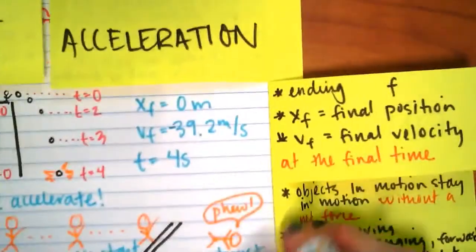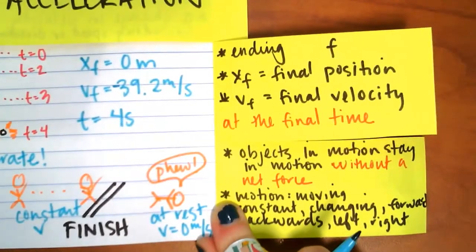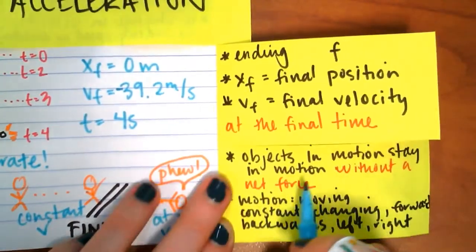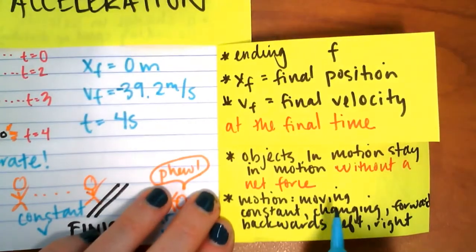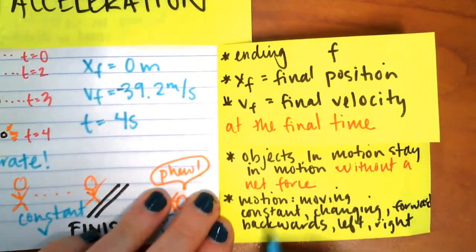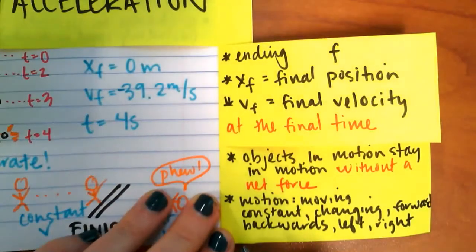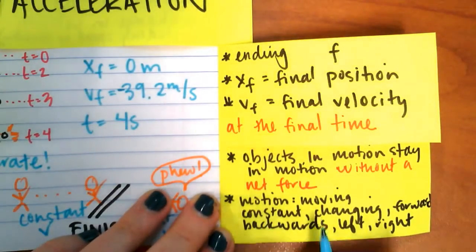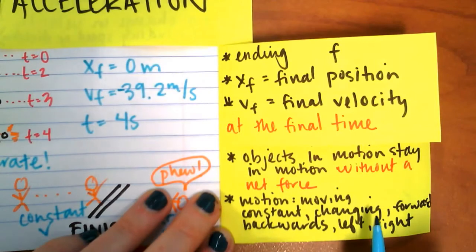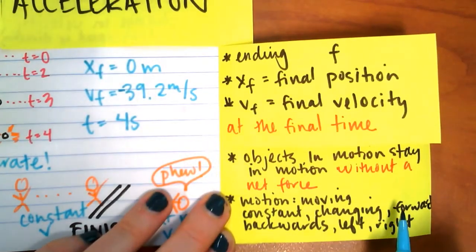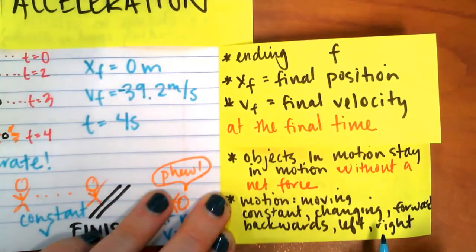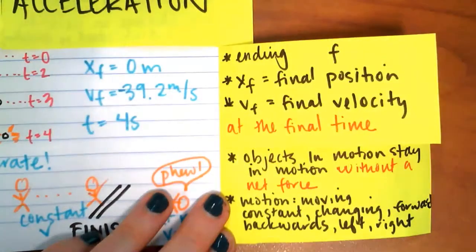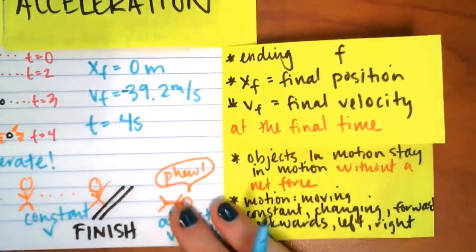Motion, on the other hand: an object that's in motion also stays in motion unless a net force alters its motion. Motion literally means moving. Lots of words describe motion. Motion can be constant. Motion can be changing or accelerating. Motion can have direction. It can be forward, it can be backwards, it can be left, it can be right. It could be north, south, east, west, or a combination of those described with an angle.